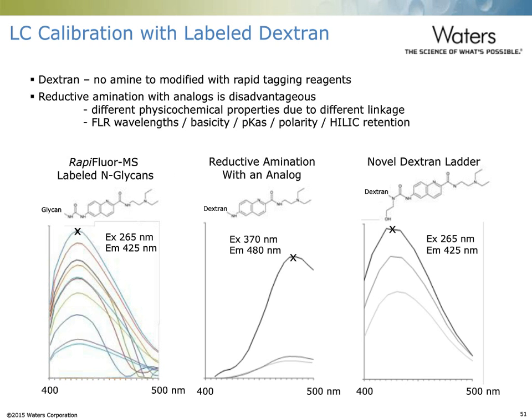In a novel approach, we have prepared a rapiform-S dextran calibration ladder with physical chemical properties matching rapiform-S labeled glycans, for instance, fluorescence wavelength maxima, as is evidenced here with the displayed spectra.